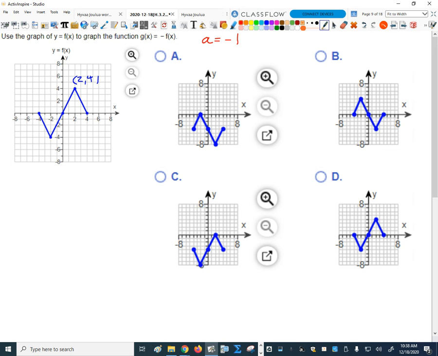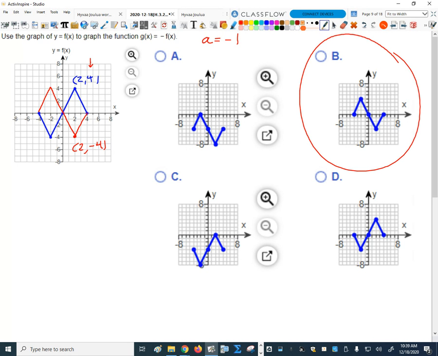-2, -4? No. Close. -2, -4 would be over there. 2, -4? 2, -4, right? Because we're only multiplying the y value times a. So we should be at the point 2, -4, because it's a reflection of that. And if we do that to all the points, then we just end up with this reflected graph that looks like that, right? So there it is.